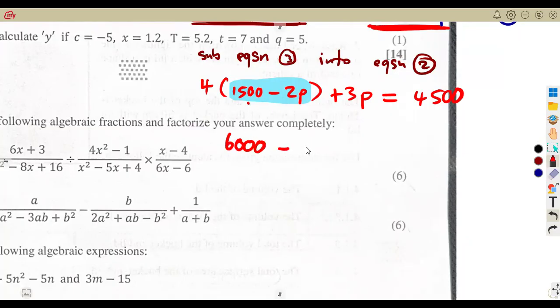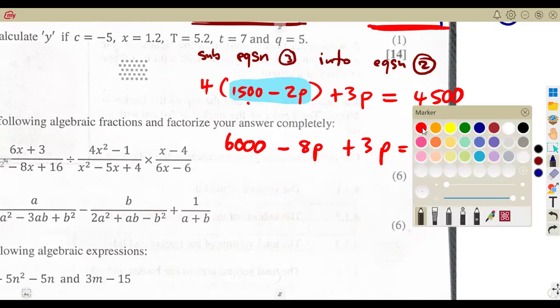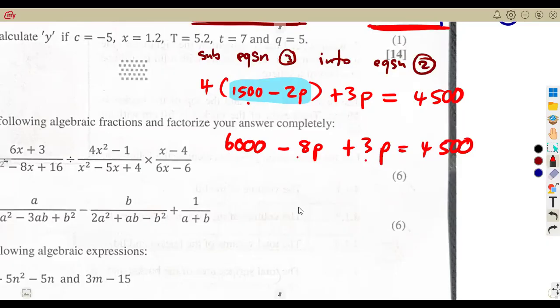4 times minus 2P, that's minus 8P. Add 3P. This is equal to 4,500. So let's collect the like terms. Here we've got minus 8P and 3P, right? If we add those two, minus 8 plus 3, that is going to give us minus 5P.